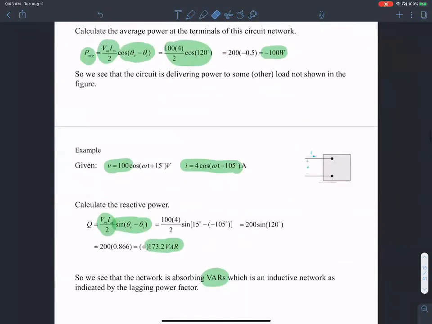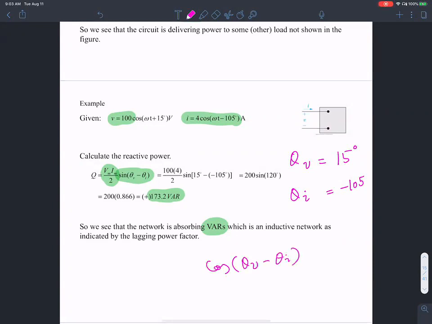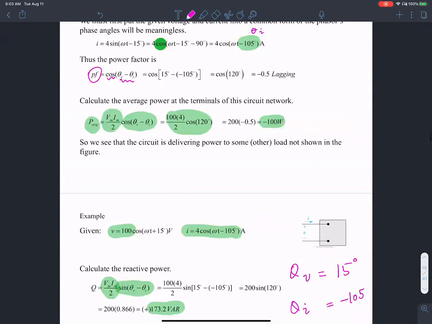Now all I have done is simply calculate the value of theta V. I didn't even calculate it, it was given to be 15 degrees. I arrived at the value for theta I, which was negative 105 degrees. Then it's just a matter of cosine of theta V minus theta I times Vm Im over 2. That gives me the average power.